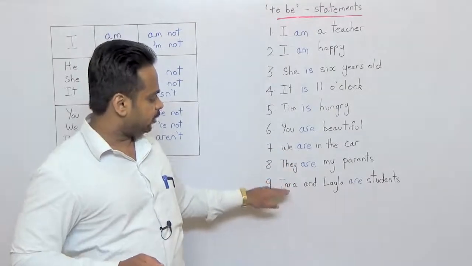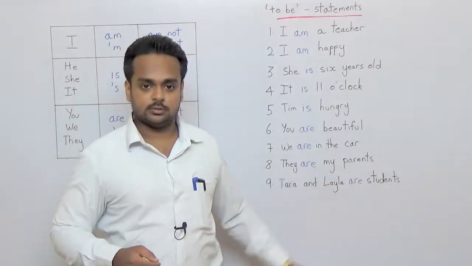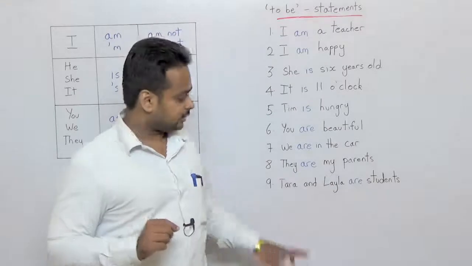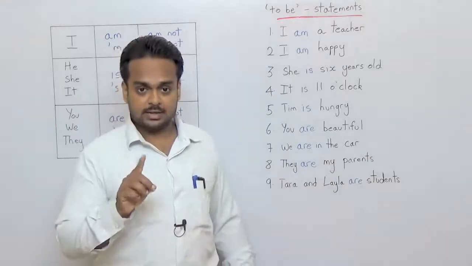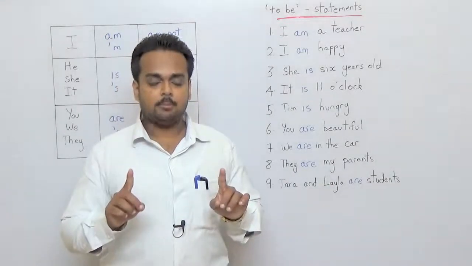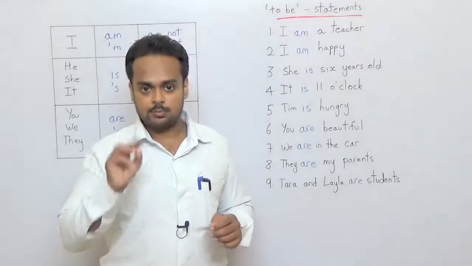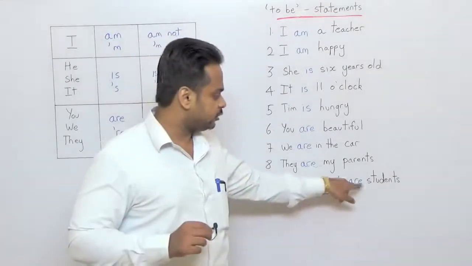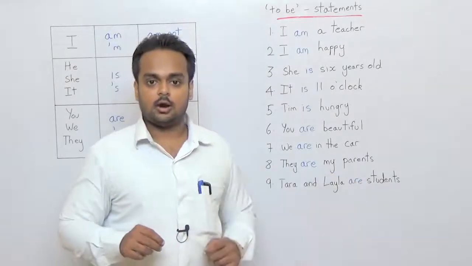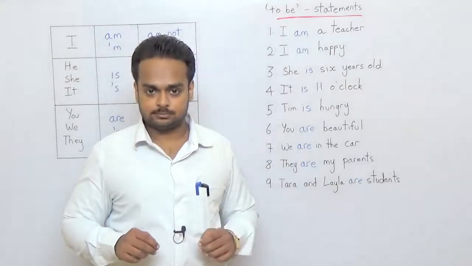And in the final example, Tara and Layla are students. Notice here that Tara is one person, and Layla is also one person. But Tara and Layla are two people. For that reason, we are using are. Tara and Layla are students.